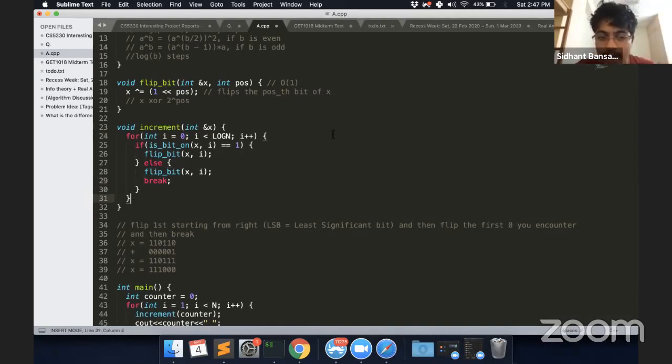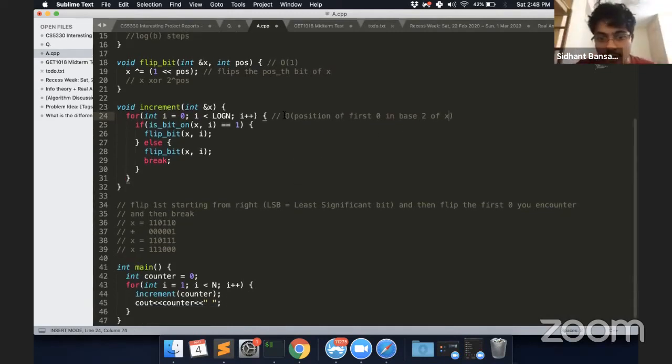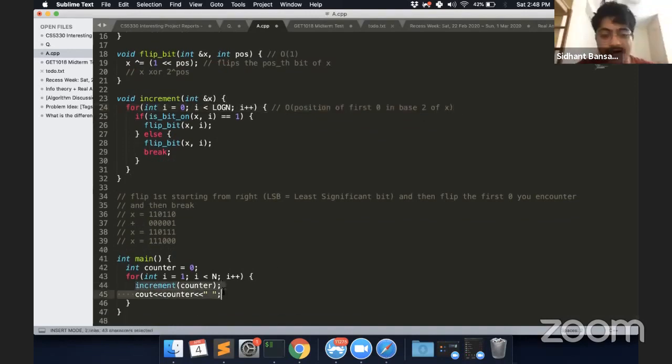So basically, the complexity of this is kind of like the position of the first 0 in base 2 of x. If the position of the first 0 is the very first place, then this is order 1. If it's at the third place, then this is roughly order 3, you take 3 operations. And if it's present at the 10th place, then it takes 10 operations. And you're doing this for all x's because you're calling increment for every x, since it gets incremented each time.